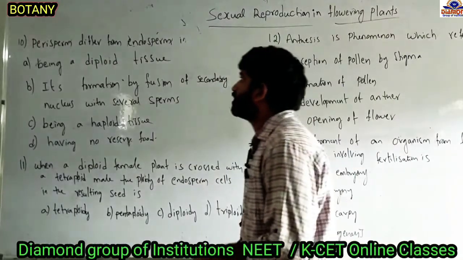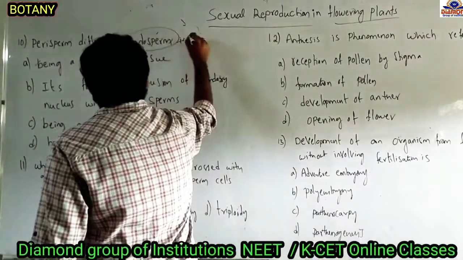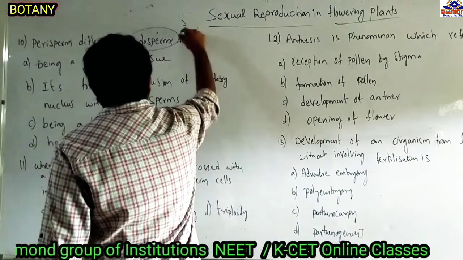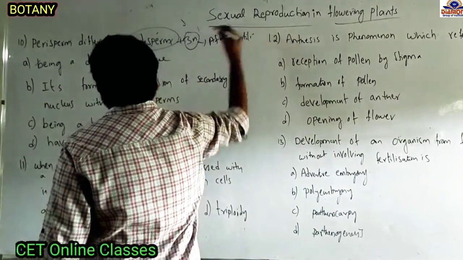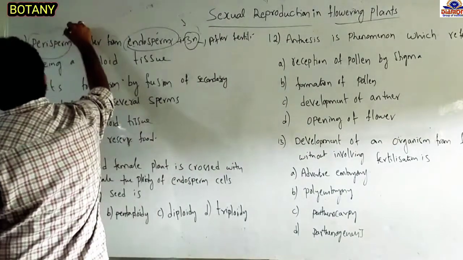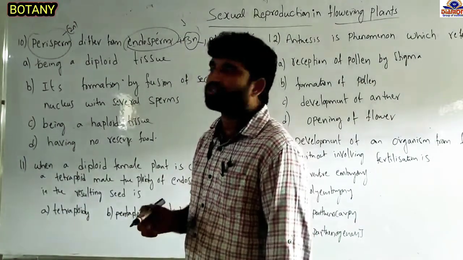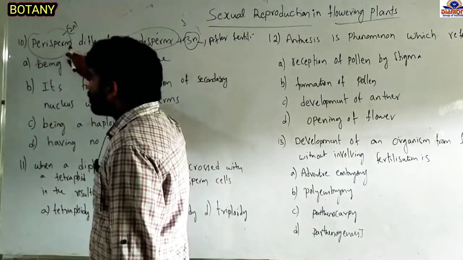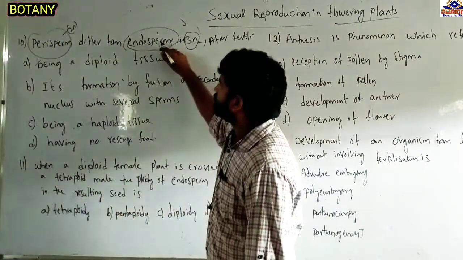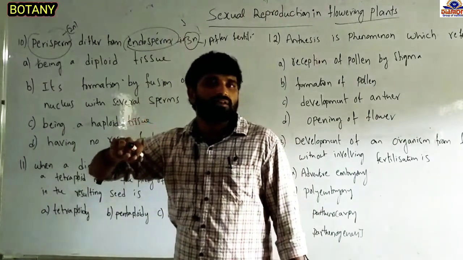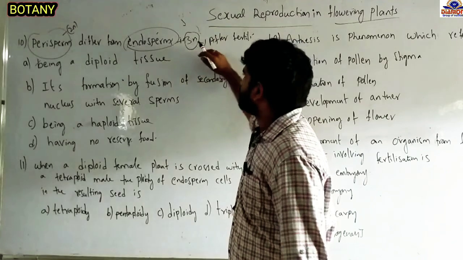That's the next question. Perisperm differs from the endosperm. Here, endosperm is triploid and it is formed after fertilization. Perisperm is a diploid tissue. Persistent nucellus tissue we call a perisperm, so perisperm was developed from the nucellus tissue. It is a diploid. Endosperm is developed after fertilization, meaning it's a product of double fertilization. It should be present in the form of triploid.